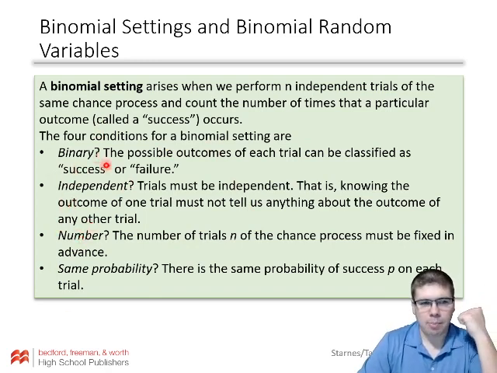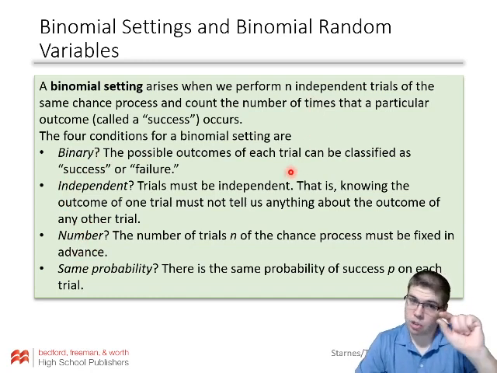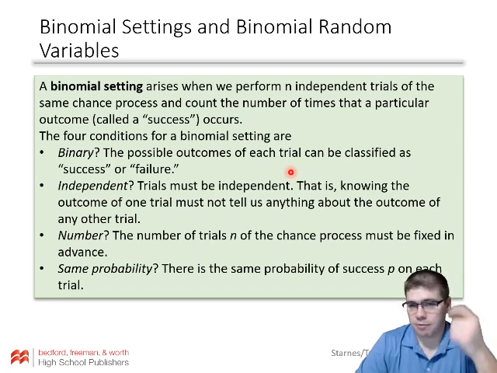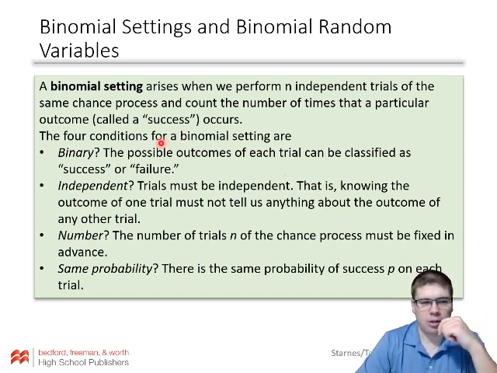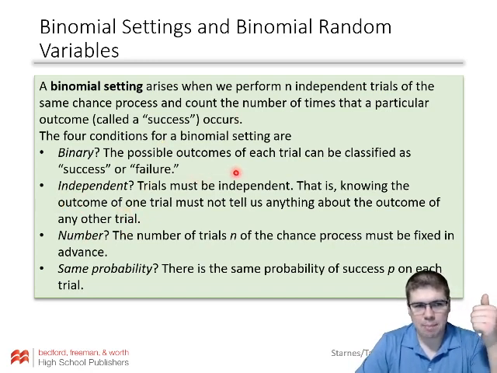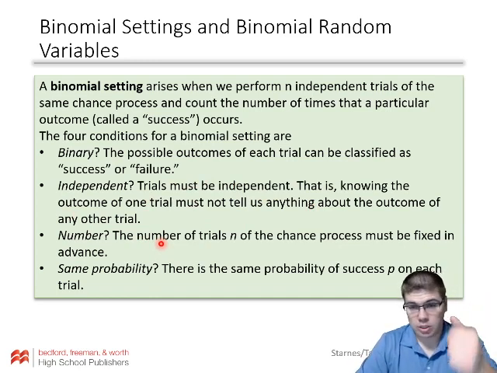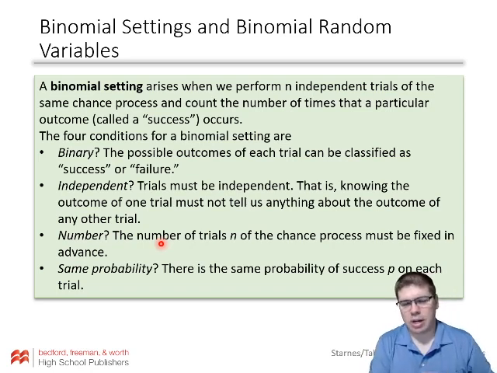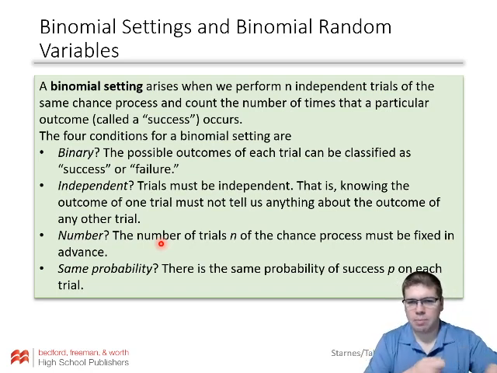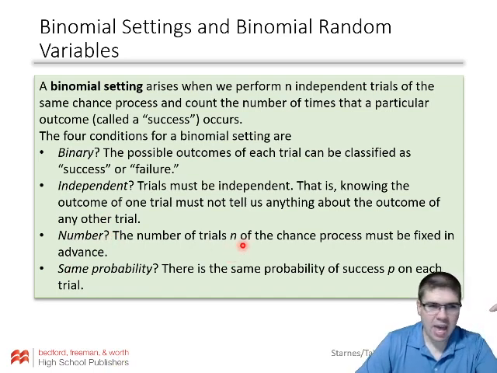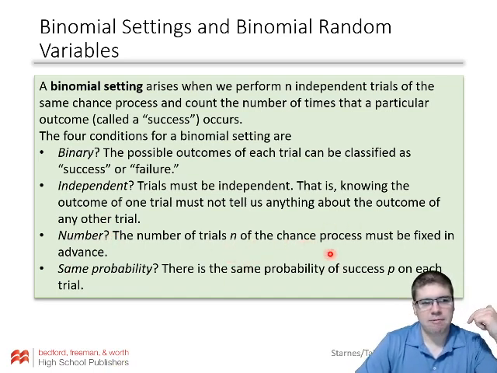Binary. Are the possible outcomes from each trial classified as two possibilities, like binary, success and failure? So flipping a coin is your most classic example of a binomial setting. Are the trials independent? That is, knowing the outcome of one trial must not tell us about the outcome of any other trial. So flipping coins is great. Drawing cards, not necessarily, right, if you're not shuffling them back in. Each of those is binary when you're drawing cards, but they're not independent. So binary, independent. The number of trials, n, of the chance process must be fixed in advance.